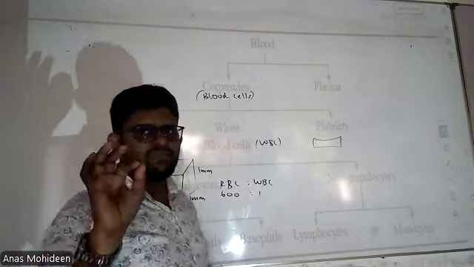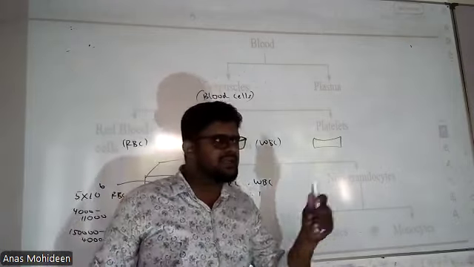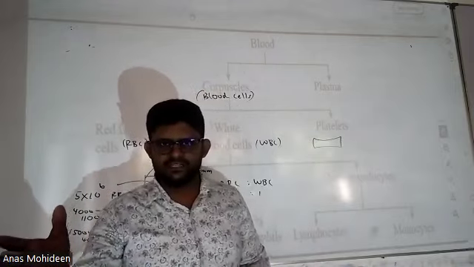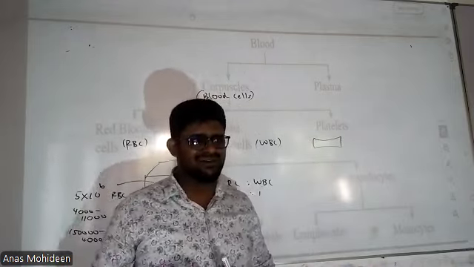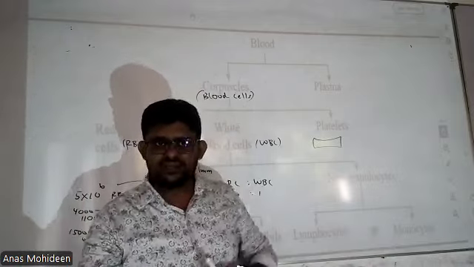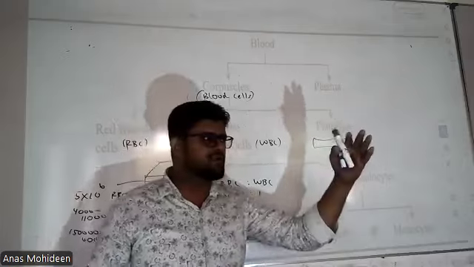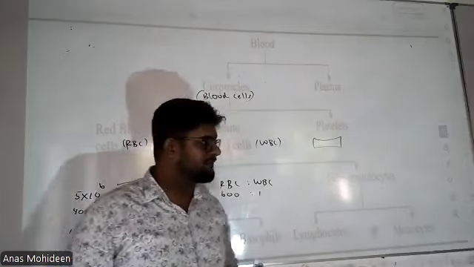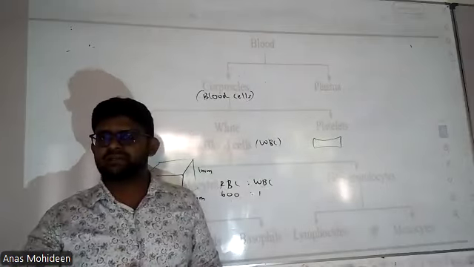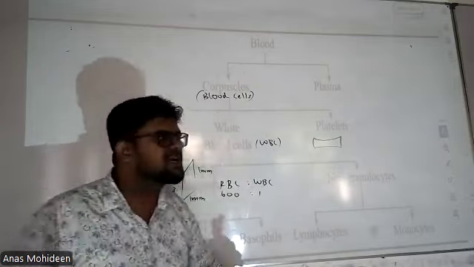Tell me. Color: RBC is red, WBC is transparent. Size: RBC is smaller, WBC is relatively larger. Number: RBC is greater than WBC. Shape: RBC is biconcave, WBC is not biconcave. Okay, what else? Nucleus: RBC has no nucleus, WBC has a nucleus.